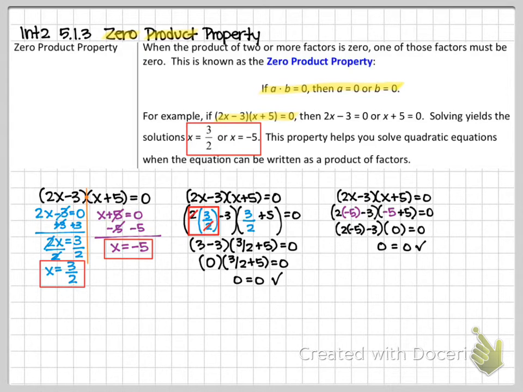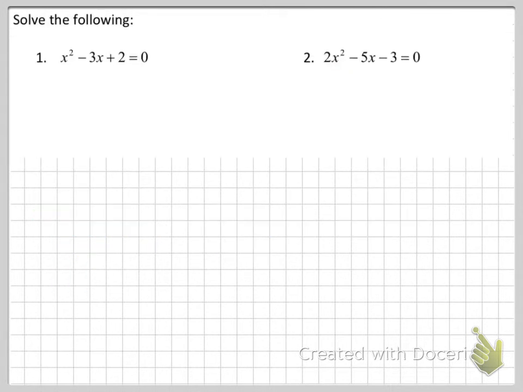So let's move on. Okay, so question number 1. I want to be able to solve for x. It's equal to 0. This is good. If you take a look at the left-hand side, currently, this is not a product. Those things are all strung together with addition and subtraction.